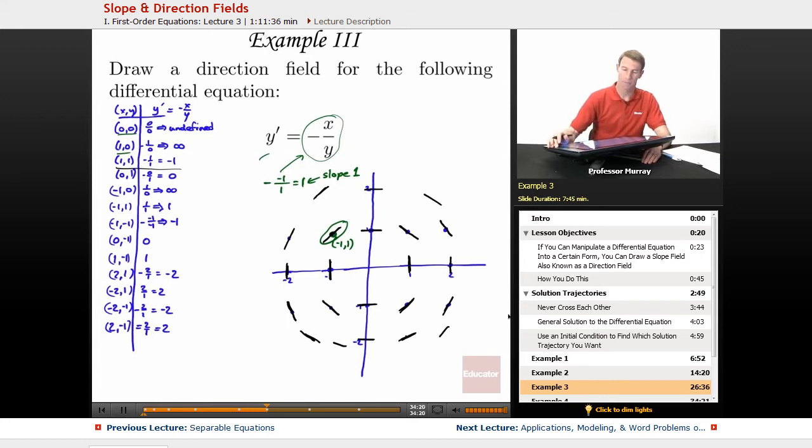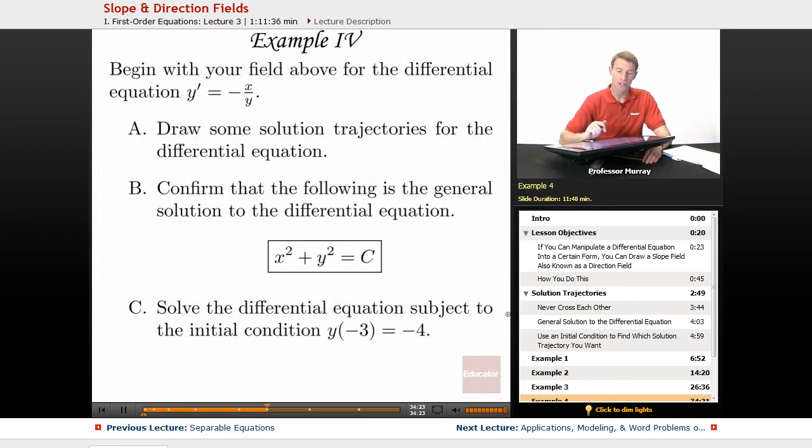So let's go ahead and check that out. In example 4, we're going to begin with the direction field that we drew for example 3 for the differential equation y prime is equal to negative x over y. In the next slide, I'm going to give you a computer-generated version of that direction field. Here's what we're going to do with it. We're going to draw some solution trajectories for the differential equation. We're going to take this solution to the differential equation and check that it actually works. So the solution is x squared plus y squared is equal to a constant. And then we'll solve the differential equation subject to the initial condition y of -3 is equal to -4. So let's keep all this in mind.